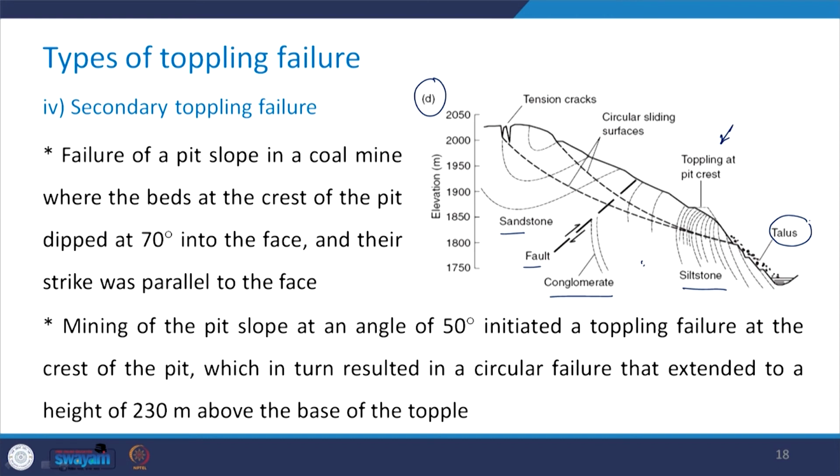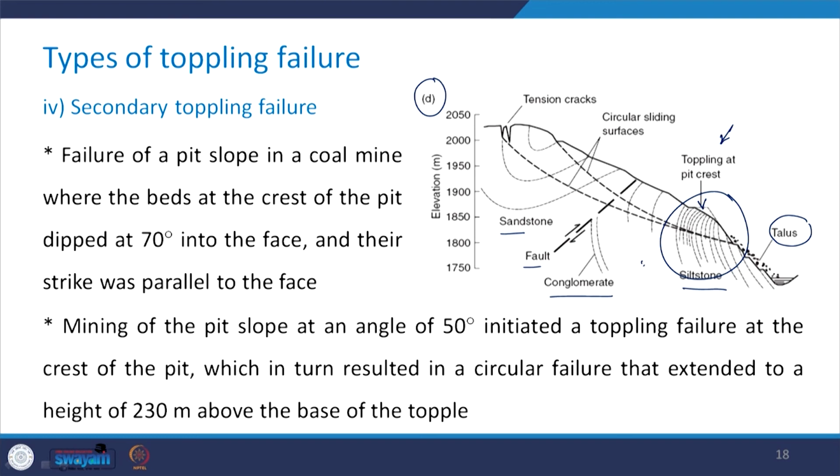where the beds at the crest of the pit dipped at 70° into the face and their strike was parallel to the face here. Mining of the pit slope at an angle of 50° initiated a toppling failure at the crest of the pit, which is at this location, and this in turn resulted in a circular failure that extended to a height of 230 meter above the base of the topple.